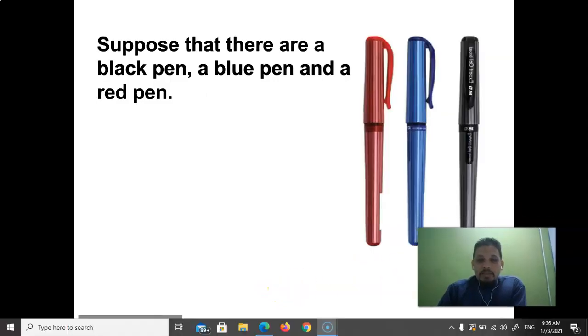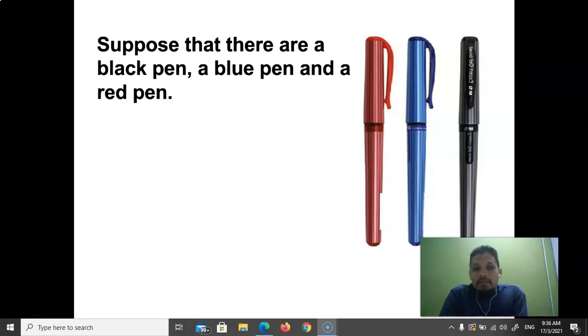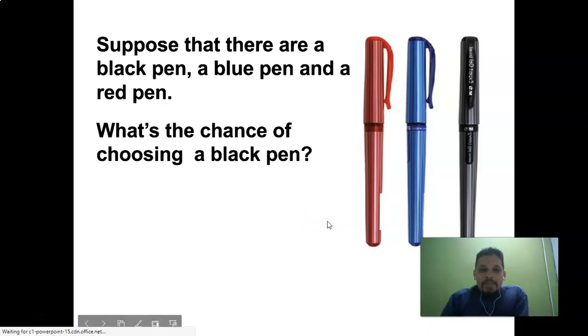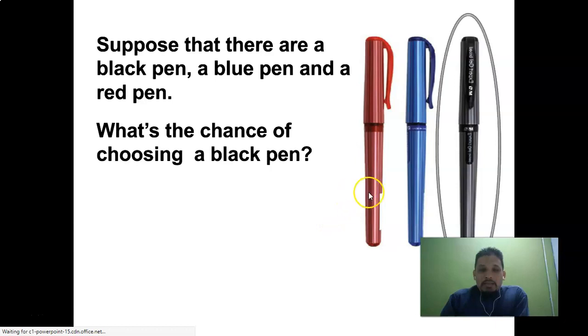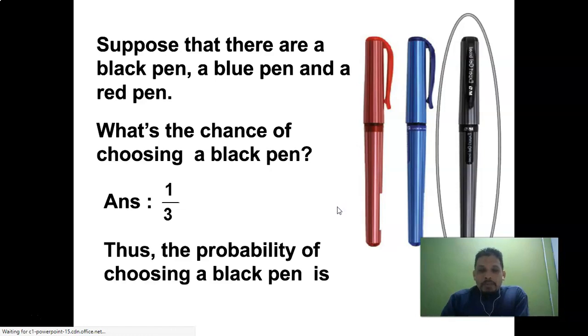I think this topic is also part of a topic that is very close to our daily life. Besides the topic of permutation and combination, probability is also very close to our life. Suppose there is a black pen, a blue pen, and a red pen. What's the chance of choosing a black pen? There are 3 of them, 1, 2, 3, and the chance of getting the black pen is 1/3. So the probability of choosing a black pen is 1/3.